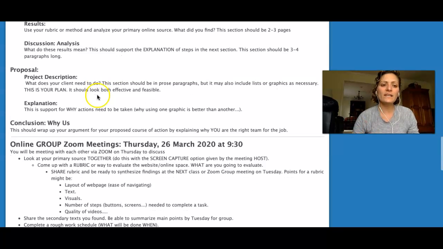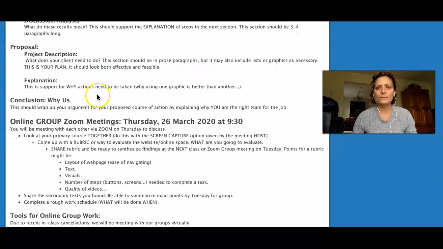And that will lead into your proposal, which is your project description that you see in your technical launchpad, which we're going to be looking at, and an explanation for why the actions need to be taken. And then the conclusion is going to address that why us. Why should your group be the group that is supporting this project?